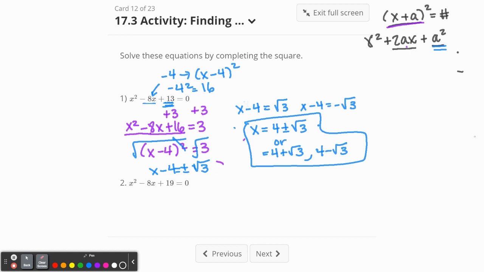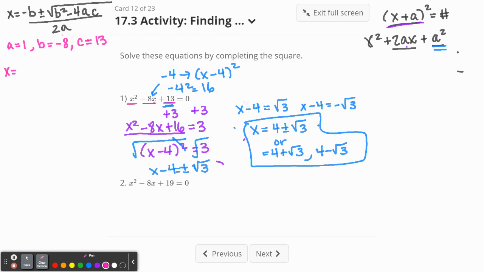Now, before we get to the next problem, let's talk about how I would solve this with the quadratic formula. So remember, the quadratic formula: x equals negative b plus or minus the square root of b squared minus 4 times a times c, all over 2 times a. If I were to use the quadratic formula to solve this problem, I would have to identify my a, b, and c. A is 1, b is negative 8, and c is positive 13. And I'm going to plug these values in.